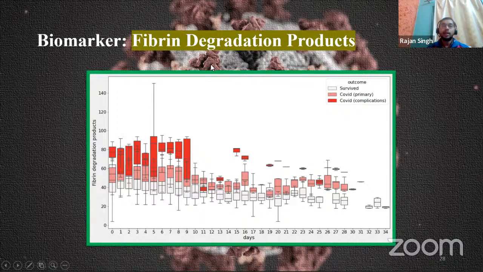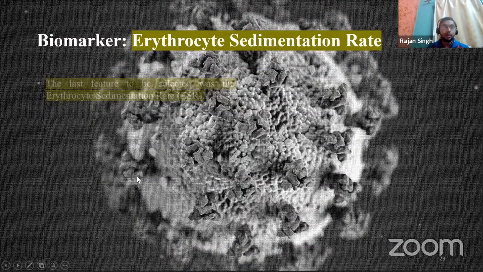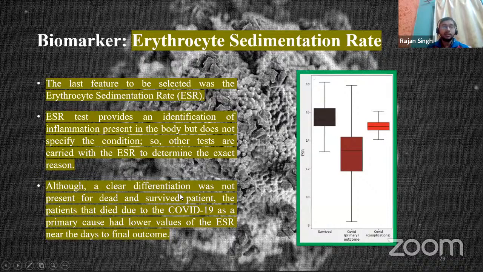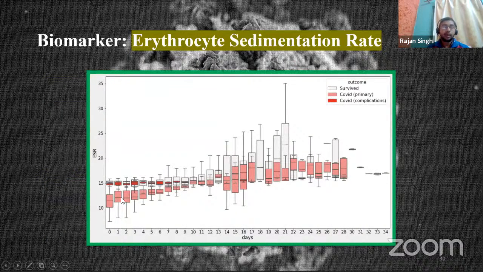And the fourth that was selected was the ESR. Here the COVID primary had a lower value than the other group. This is supported by some medical literature that we have referenced. As we can see, the people with COVID primary had lower values of ESR with the date.